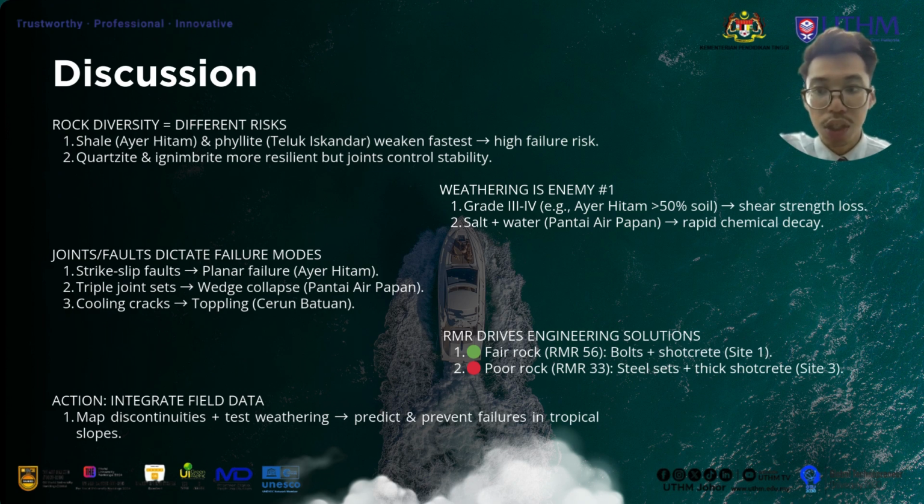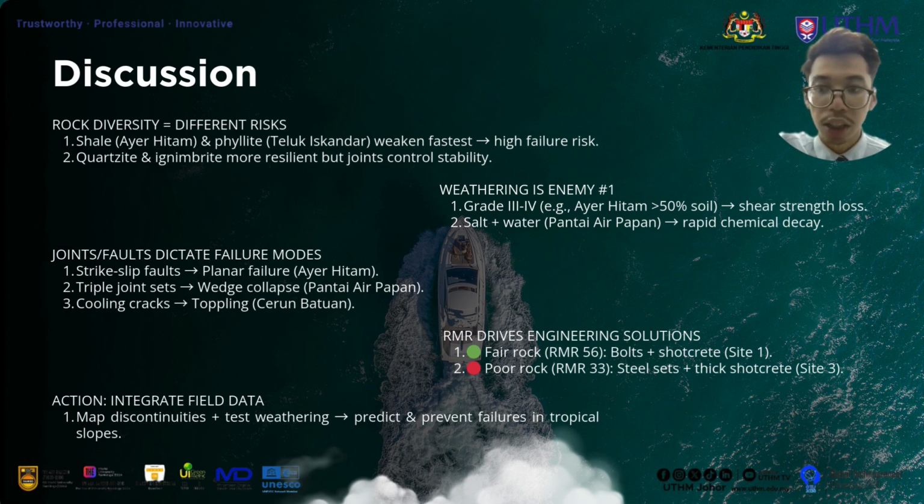Number 3: joints and faults control failure. Strike-slip faults threaten rock collapse at Aitam. A triple joint set at Pantai Air Papan risks catastrophic slips when wet. Number 4: RMR guides solutions. Site 1, fair rock, needs bolts and shotcrete. Site 3, poor rating, needs steel studs and double-strength shotcrete.